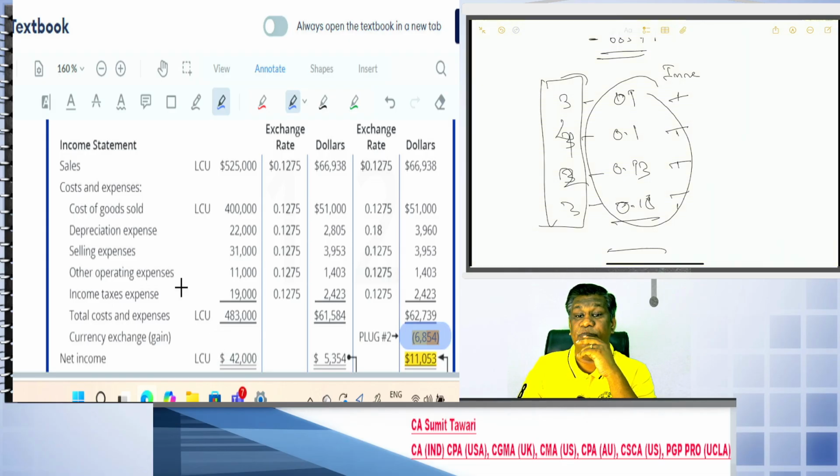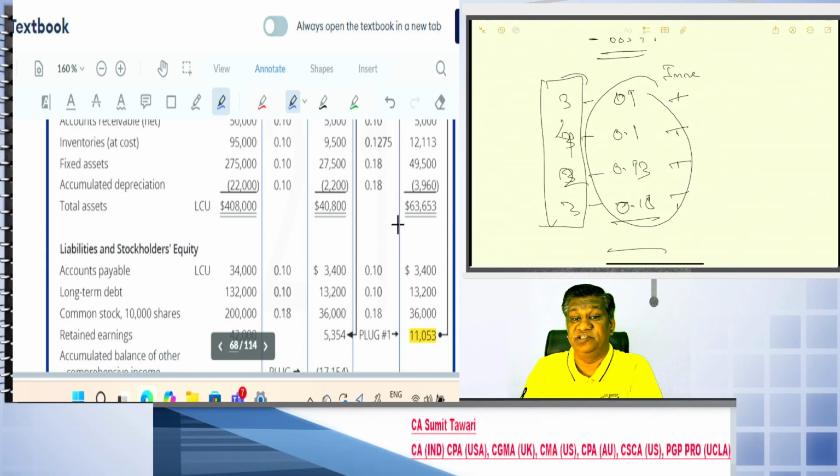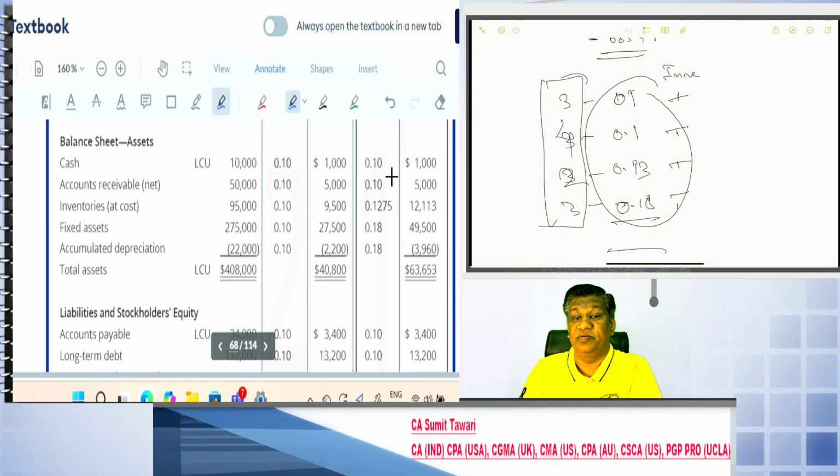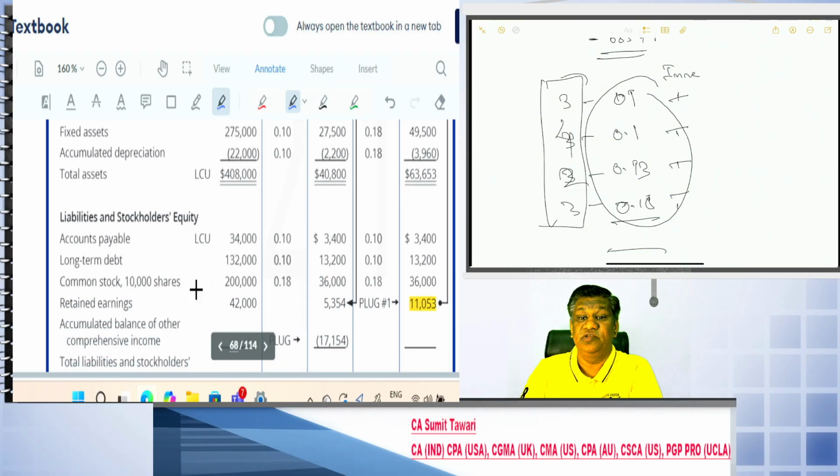For other operating expenses, you need to use the weighted average, but for cost of goods sold, you need to use the historical rate. And the same applies in the balance sheet. For non-monetary items, you need to use the historical rate. For monetary items like cash, accounts receivable, accounts payable, long-term debt, you need to use the closing rate. For equity, you need to use the historical rate. Clear?